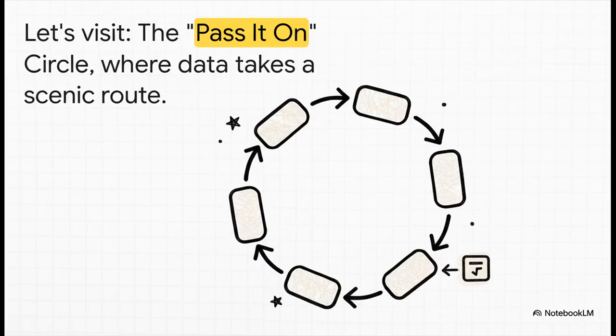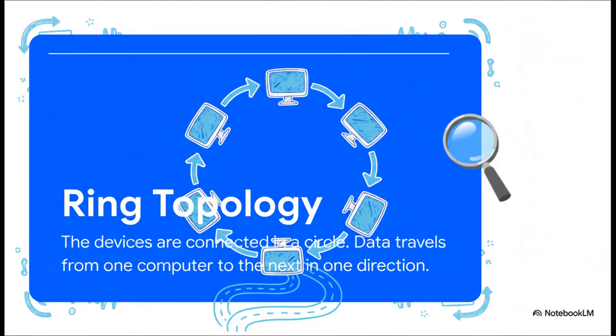Imagine you're all sitting in a circle, and you need to pass a note. You can't just throw it across the room. You have to pass it to the person right next to you, who then passes it to the next, and so on, until it gets where it's going. This is the ring topology. All the nodes are connected in a continuous loop.